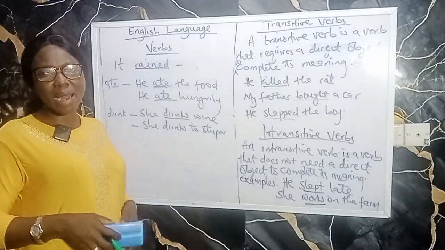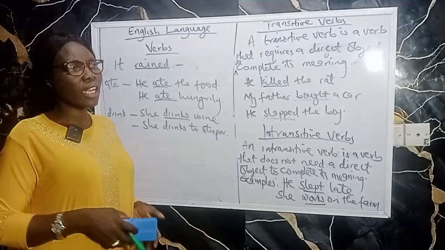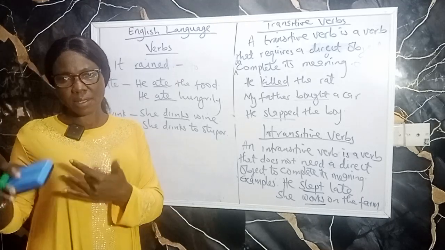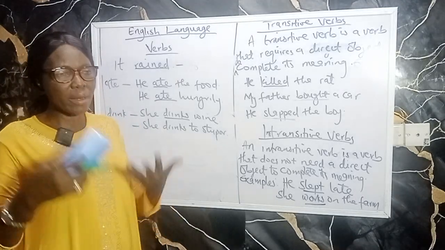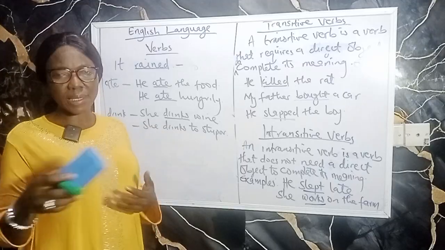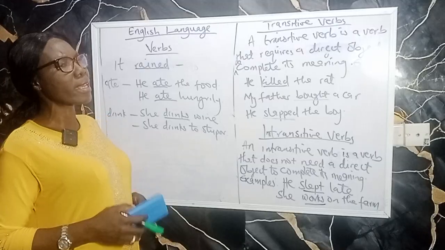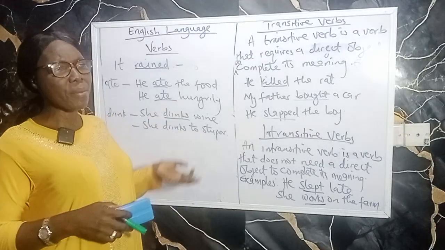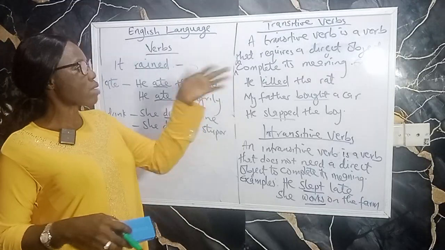And we said there are two types of verbs. We mentioned lexical verbs and auxiliary verbs. We said lexical verbs can also be main verbs. And we gave examples. We said we have transitive, intransitive, and linking verbs. And under auxiliary verbs, we have primary and modal auxiliaries. Now we started with transitive.